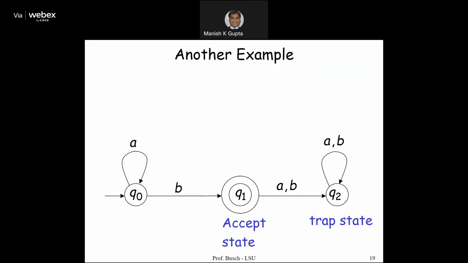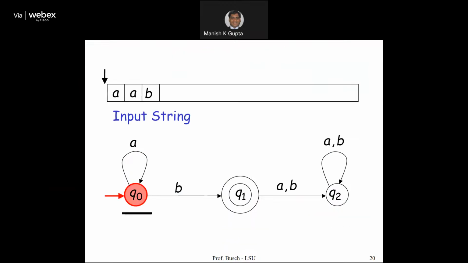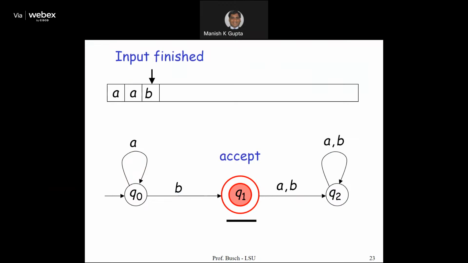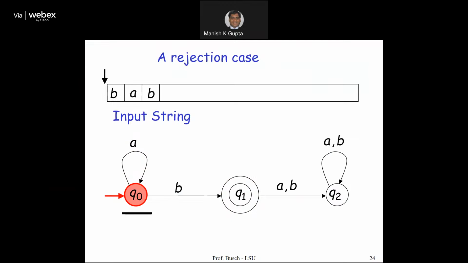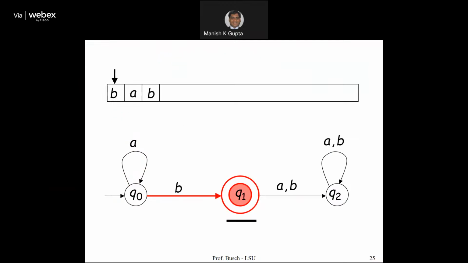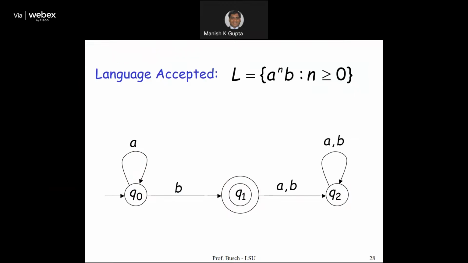Now let us try a few strings on it. AAB: you read A, then read A again, you are in the same loop, then B, you accept. So AAB is accepted in this automata, correct? Then BAB is a rejection case. You read B, you go to Q1, read A, you go here, read B, you are again here, input is finished and you are not in an accepting state, so you reject. Right? Got it? Okay. So this automata accepts this.